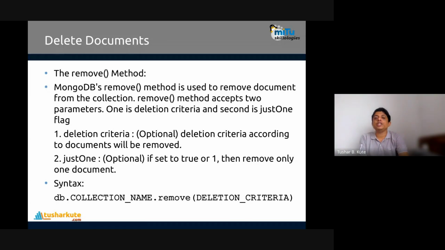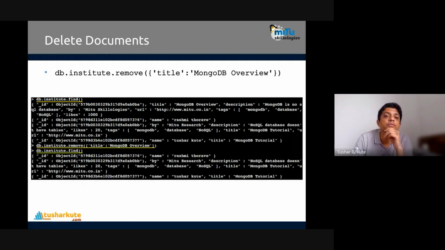One is the deletion criteria and the second is the justOne flag. For the deletion criteria, you make use of a condition, and wherever that condition matches, that data gets deleted. For justOne, you have to set it to true, so only one entry will be deleted. By default, it will delete all the entries which match the respective criteria. That is the use of the second parameter there. You can see this example as we carry forward.